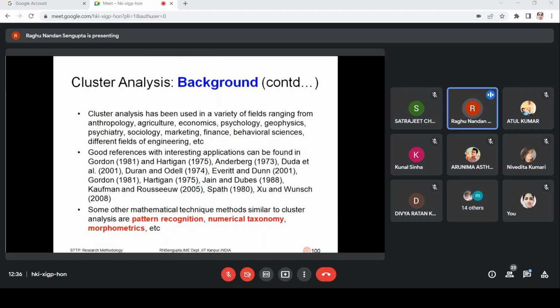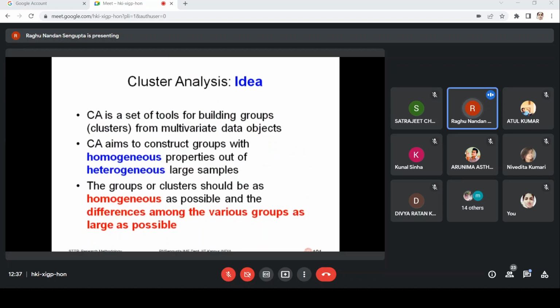So cluster analysis, or CA, is a tool for building groups, clusters, from a multivariate characteristics point of view. CA aims to construct groups, as I said in the initial part, based on homogeneous and heterogeneous characteristics. Groups with homogeneous characteristics are clubbed together, and groups with different characteristics are kept as far apart, as diverse as they are, in different groups. The clusters should be as homogeneous as possible, and the difference among the various groups should be as large as possible, as I have already mentioned.